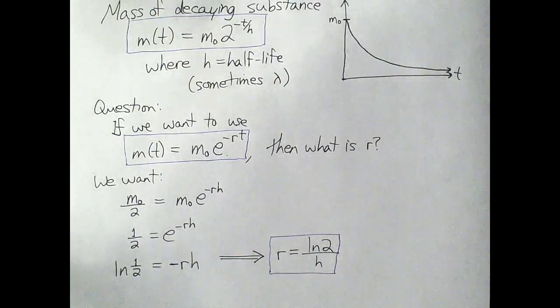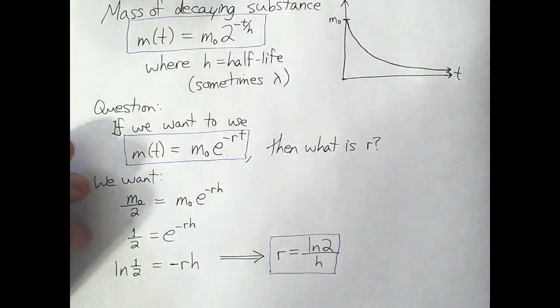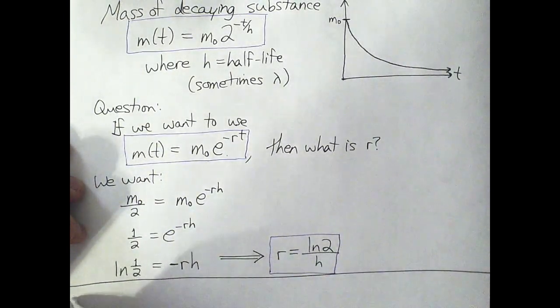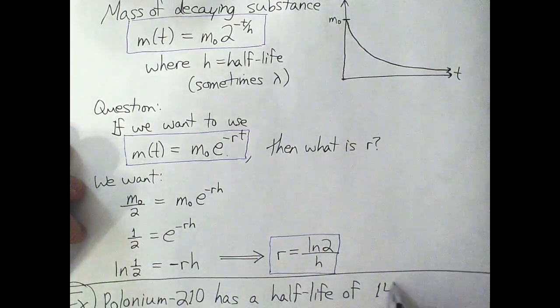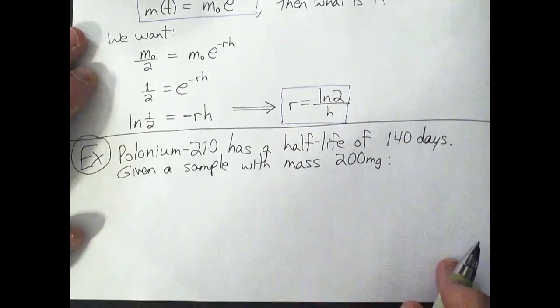All right, I'll show you a word problem example. Polonium-210 has a half-life of 140 days. Given a sample with mass 200 milligrams, there's going to be a few parts to this.